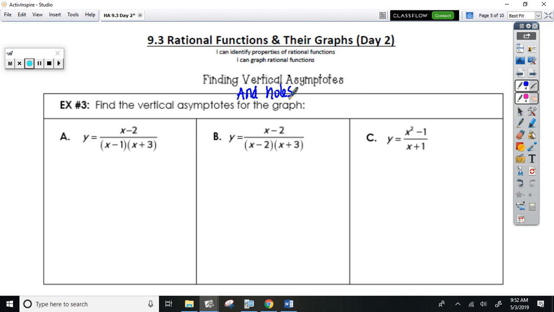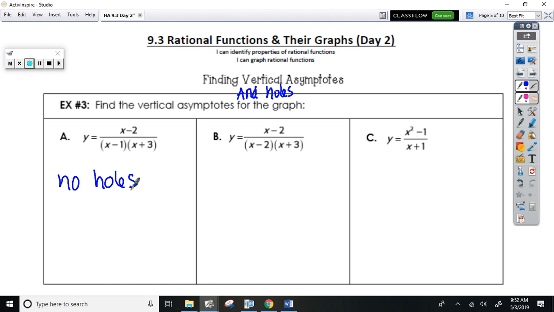So in example A, can I simplify at all? No. So that means I'm not going to have any holes. If you want, you can write no holes. On your quiz, it'll say holes with a little line. You can write none.